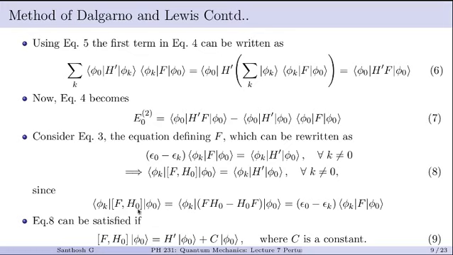Now, expanding this commutator, we have the left hand side equal to phi k, then f H0 minus H0 f acting on phi 0. Now consider the first term. H0 acting on phi 0 gives epsilon 0 phi 0, and therefore the first term is epsilon 0 taken outside, then inner product of phi k with f phi 0. So that is the first term that I have written over there.